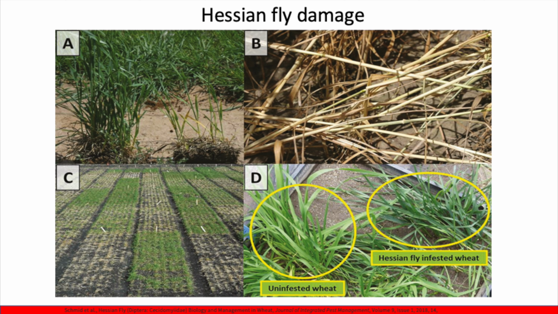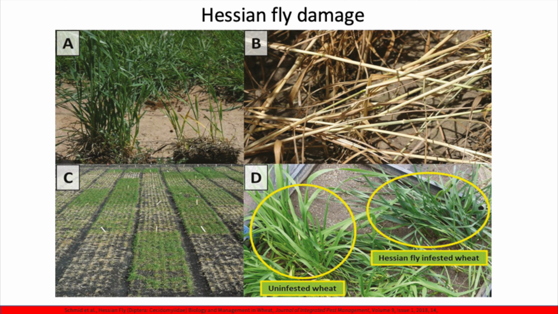The Hessian fly susceptible lines will have thinner stand than the resistant lines. This can be seen in panel C, where all of the brown plots are Hessian fly infested susceptible lines and the green plots are resistant lines. The Hessian fly infested plants also tend to be greener than the uninfested plants as shown in panel D. These symptoms of Hessian fly can be used for rating of Hessian fly in the field and greenhouse setting.